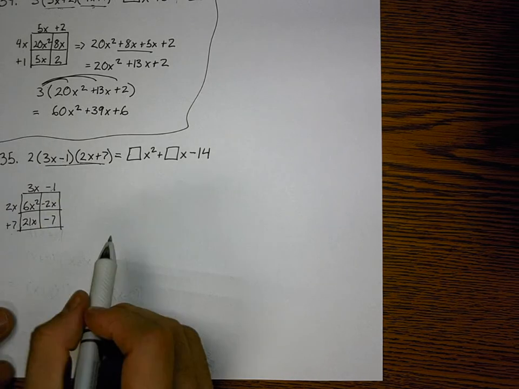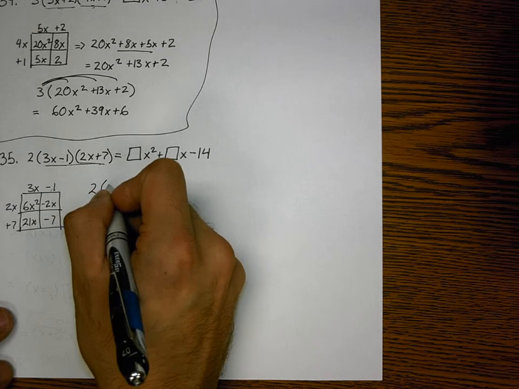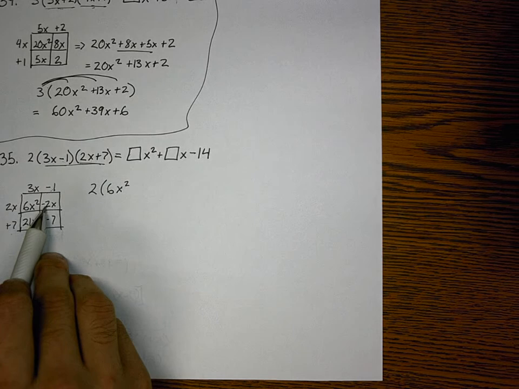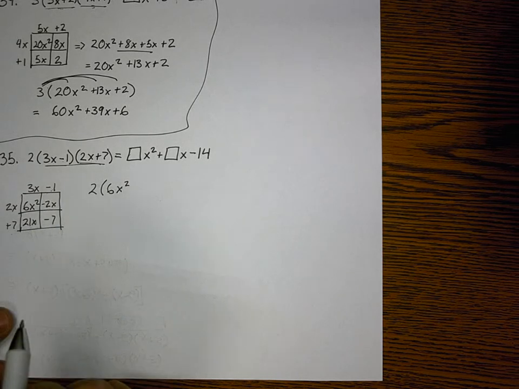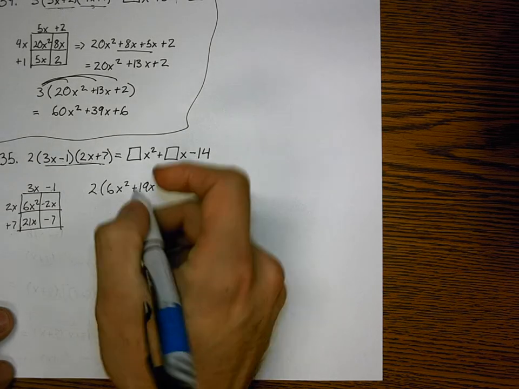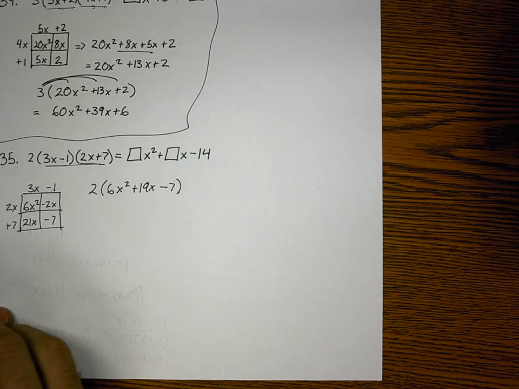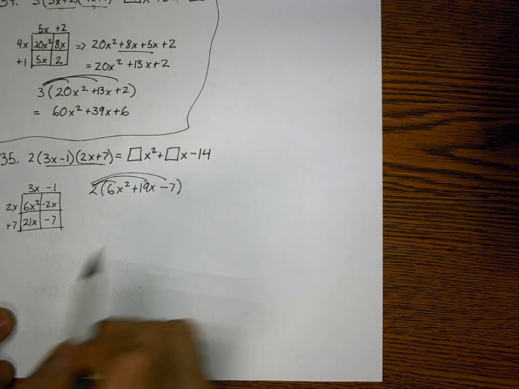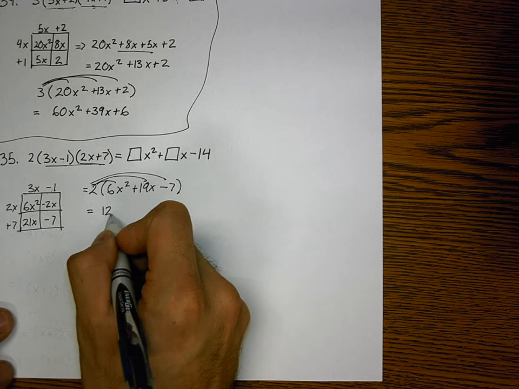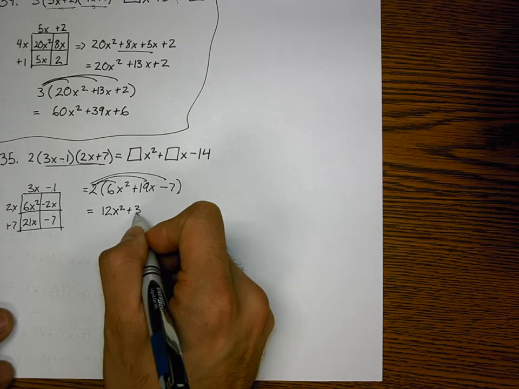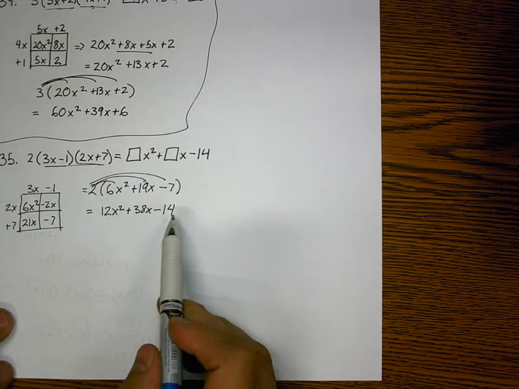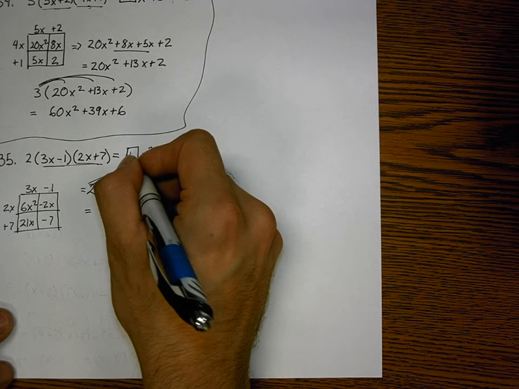So I have 2 times 6x squared. And then I have negative 2x plus a positive 21x, so that is a positive 19x in total. And then I have the negative 7. I can then distribute that 2. So then I end up with 12x squared plus 38x minus 14. Right, so I have the negative 14 right there. This is 12. And this is 38.